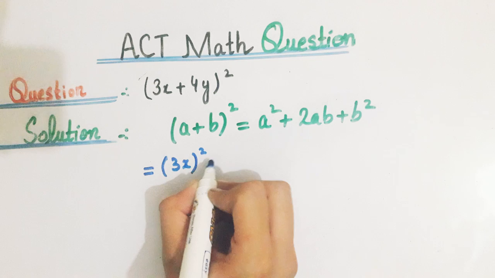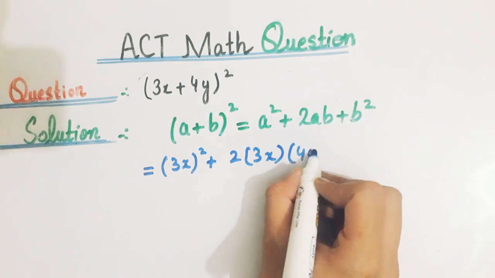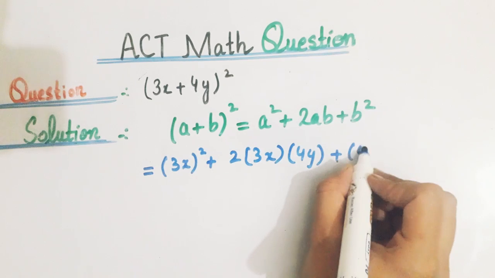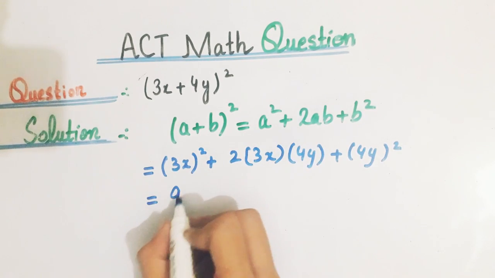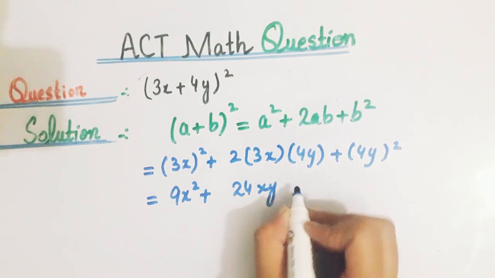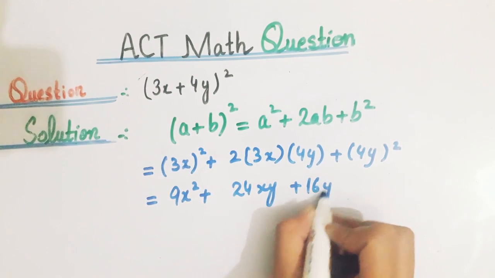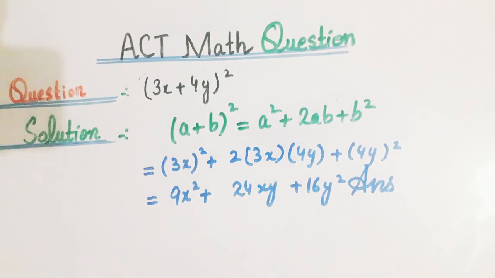(3x) square plus 2 into 3x into 4y plus (4y) square. So this will be equal to 9x square plus 24xy plus 16y square. So this will be the answer. Now we will solve the next question.